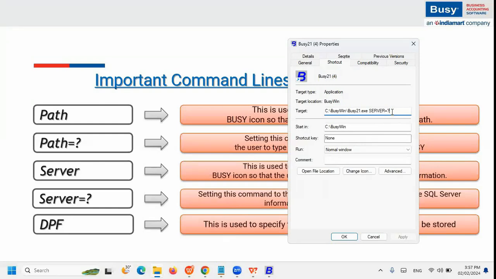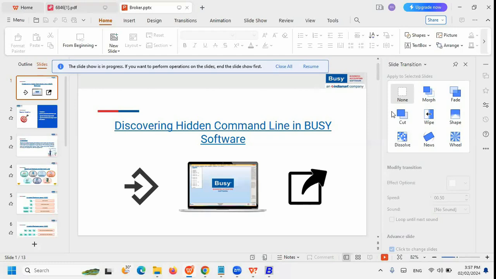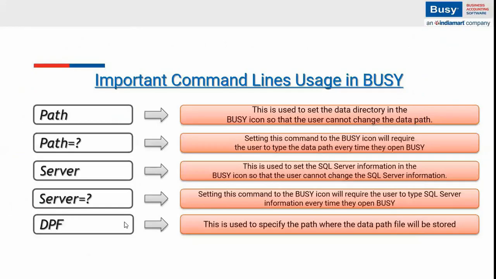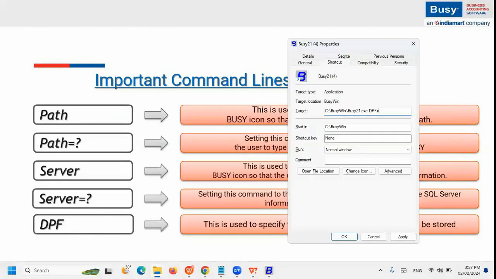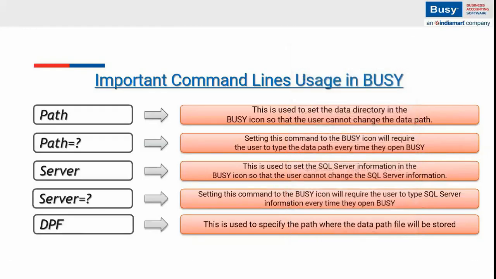again I'm going to my properties menu. Here I can type dpf. The command will be dpf. Here you can see the command. Note down the command dpf. Type the dpf and give the is equal to symbol. Again you can type the security file path. Apply the changes and press OK button.